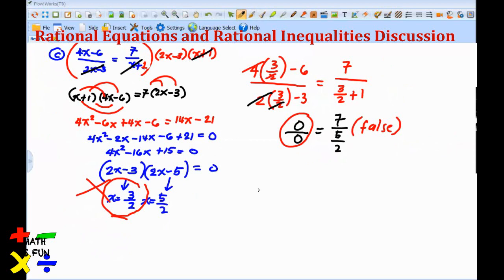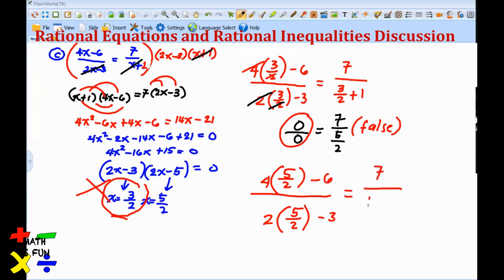So let us see 5 halves. 4 times 5 halves minus 6 instead of 3 halves. 2 times 5 halves minus 3 equals 7 over 5 halves plus 1. So this will become 4 divided by 2 is 2 times 5 is 10. 10 minus 6 is 4. Let's get already the answer. The value here at the top is 4. Here 2 cancel, and then 5 minus 3 is 2. And then after that, here 7 over 5 halves plus 1. It will become 2 times 1 is 2, so 7 halves.